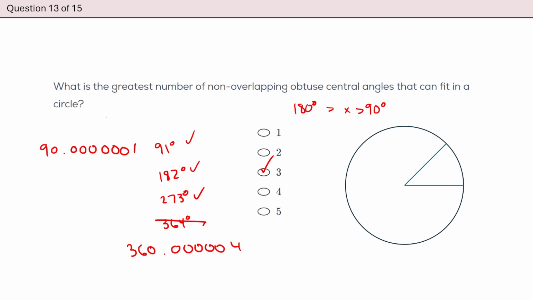Another way to think about it is, how many right angles can you fit? How many 90-degree angles? You can fit 4 90-degree angles because 4 times 90 equals exactly 360. But if any one of these angles is slightly larger than 90, it all breaks apart, right? In that case, you can't have 4 obtuse angles. You can only have 3. So the correct answer is C.